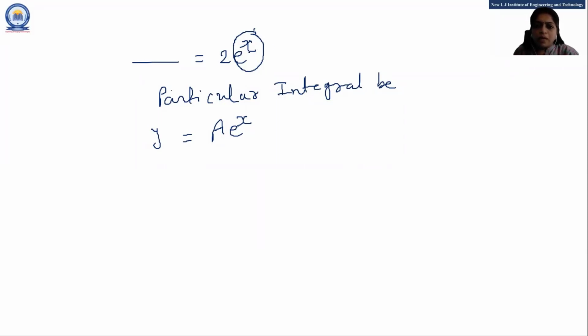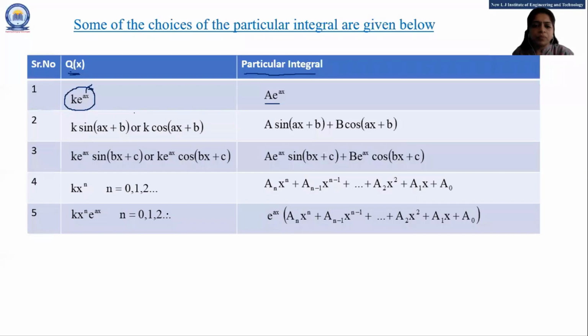Now the family of e raised to x is what? e raised to x itself. The derivative of e raised to x is again e raised to x. In the family of e raised to x, there is only one member, and that is e raised to x only. So we have to write our particular integral as y equal to a e raised to x. See this one here. When our Q(x) is k e raised to ax, then we write our particular integral as a e raised to ax.